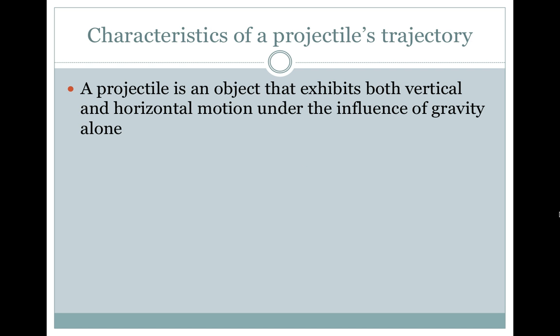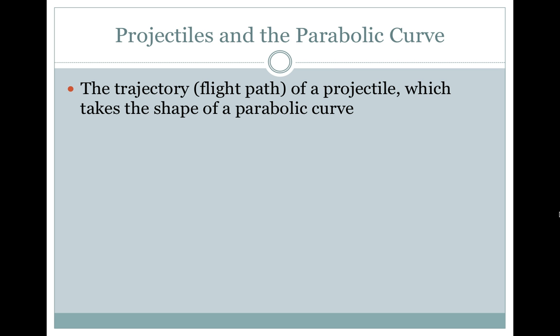Characteristics of a projectile's trajectory. A projectile is an object that exhibits both vertical and horizontal motion under the influence of gravity alone. Projectiles follow a parabolic curve. The trajectory, or flight path, of a projectile takes the shape of a parabolic curve.